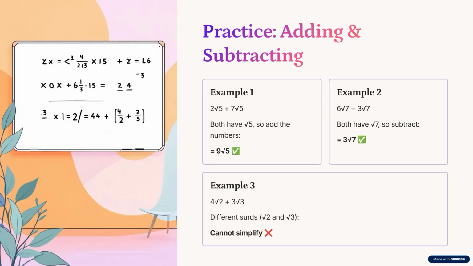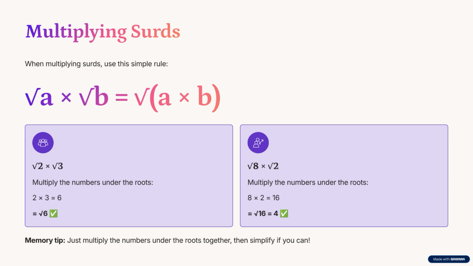2 square root 5 plus 7 square root 5 equals 9 square root 5. And 6 square root 7 minus 3 square root 7 equals 3 square root 7. On the other hand, 4 square root 2 plus 3 square root 3 stays the same. It cannot be simplified. Multiplying surds.